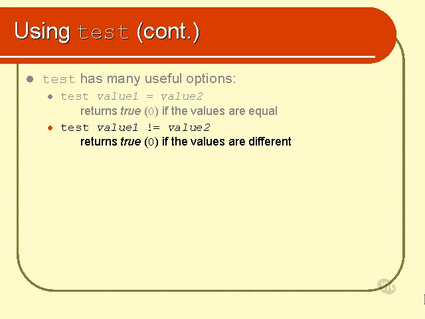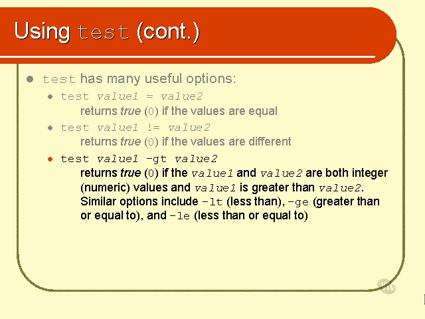And then we've got the not equal or different, which is an exclamation mark before the equal sign. That's the symbol for not equals in the shell programming language, or rather in the test programming language. We've also got greater than, minus GT, which will actually only work if both value 1 and value 2 are integer values or numeric values. If one of them is non-numeric, you'll get an error message from test. And we've also got minus LT for less than, minus GE for greater than or equal to, and minus LE for less than or equal to.